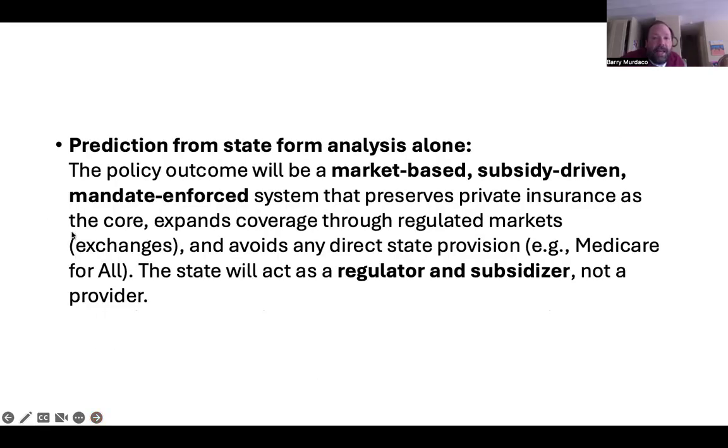Prediction from state form analysis alone: the policy outcome will be a market-based, subsidy-driven, mandate-enforced system that preserves private insurance as the core, expands coverage through regulated markets, and avoids any direct state provision. The state will act as a regulator and subsidizer, not a provider, which is basically exactly what you got. So again, just by analyzing the form of the state and its role within the capitalist system, you can already pretty much determine how the Affordable Care Act would have actually turned out.